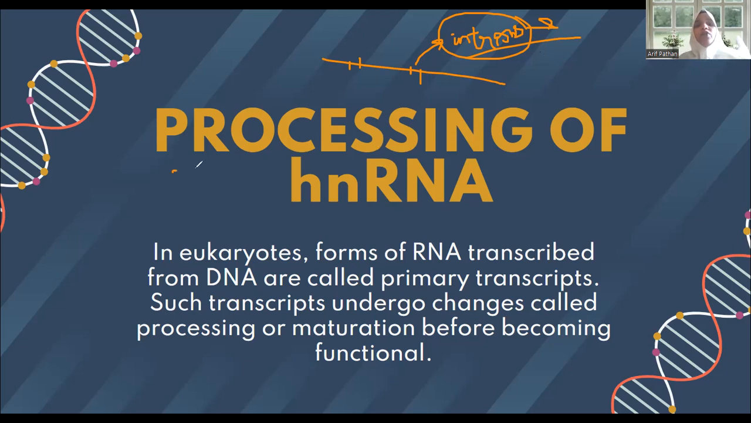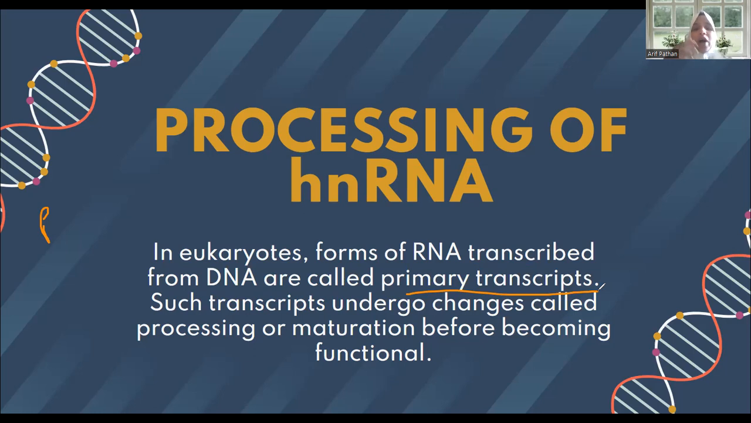So they have to undergo some post-transcriptional modification. We call it post-transcriptional modification or processing of the hnRNA. In eukaryotes, the forms of RNA transcribed from the DNA are called primary transcripts. The mRNA which was made, we will call it the primary transcript. This has to undergo certain changes, or processing, or maturation, before becoming functional, before moving to the cytoplasm.